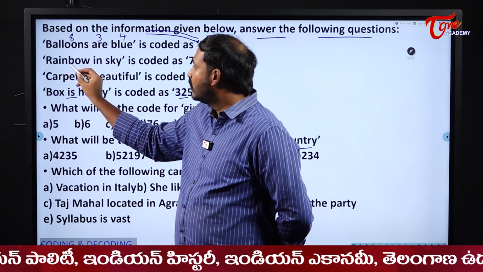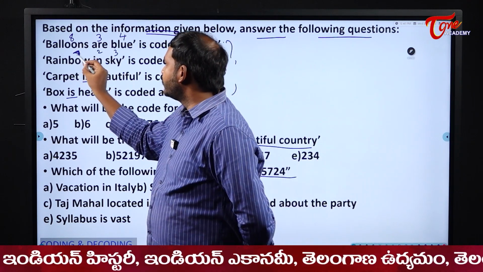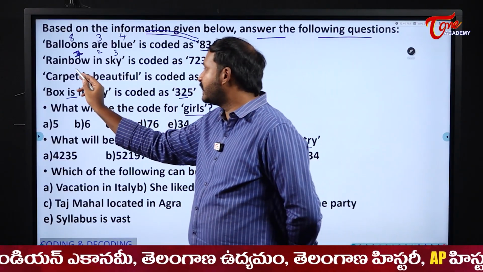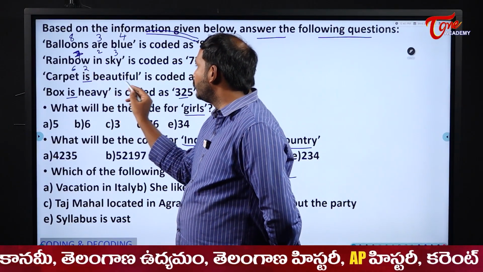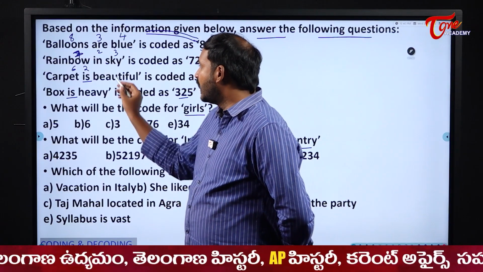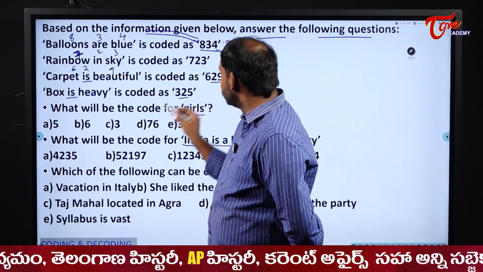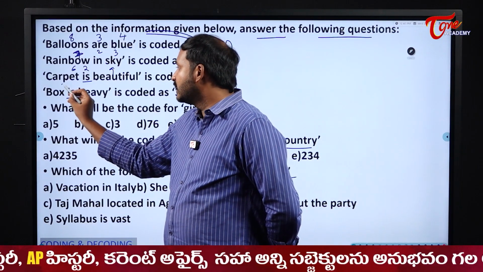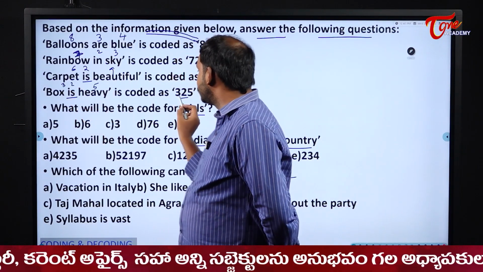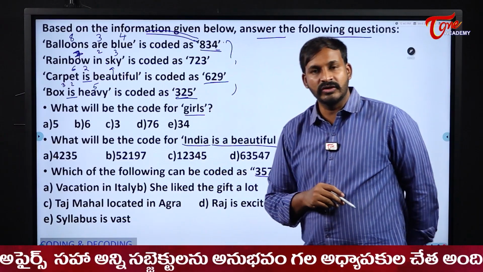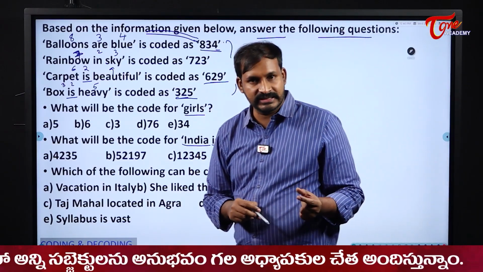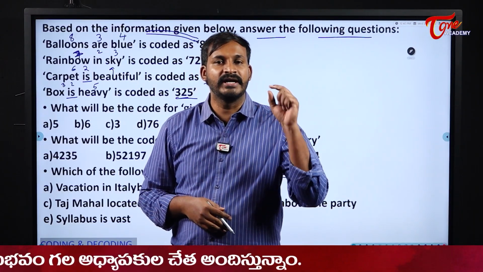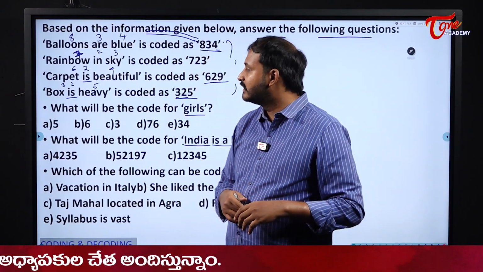Next rainbow, how many are there? 7, right? So that means rainbow is coded as what? 723. Yes sir, it is fine. Next carpet 6, is 2, and in beautiful how many letters do I have? I have 9 letters. So 629, that is also working. Next box is heavy, what is it? 3, 2 and heavy is 5. See, 3 2 5. So simply, the number of letters in that particular word is the code for that word.